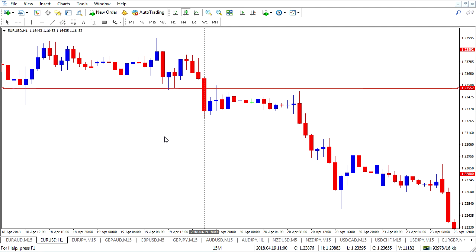And another nice thing about this is you don't even have to be present. You can set a limit order. This would be a sell limit order at that level. And then once the market triggers that order, stop loss is placed, profit target is placed.